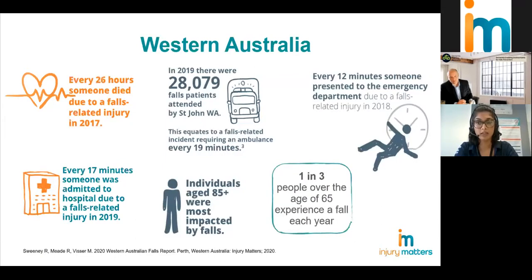Before we welcome our speaker for today, let's have a look at falls in WA. Each year, 1 in 3 people over the age of 65 experience a fall. This becomes 1 in 2 people over the age of 80. On average, 1 Western Australian dies from a fall every 26 hours, requires an ambulance attendance for a fall every 19 minutes, is admitted to hospital for falls-related injury every 17 minutes, and attends an emergency department as a result of a fall every 12 minutes. There's a few stats on your screen there, but in summary, falls are a serious public health concern in WA.